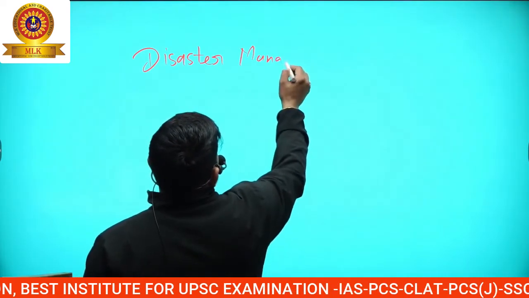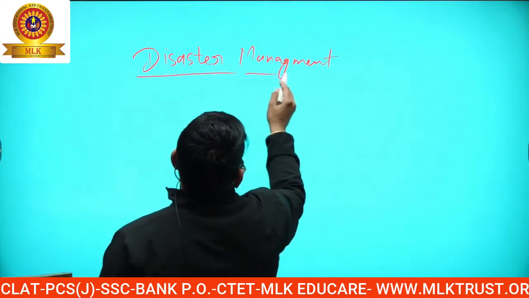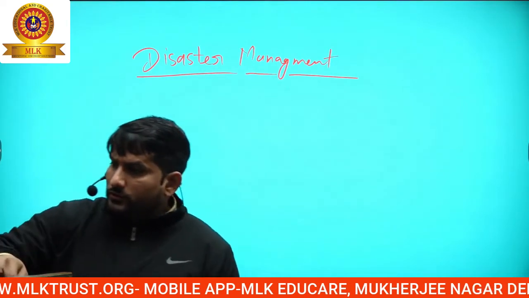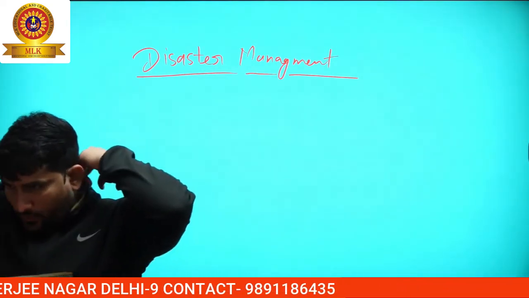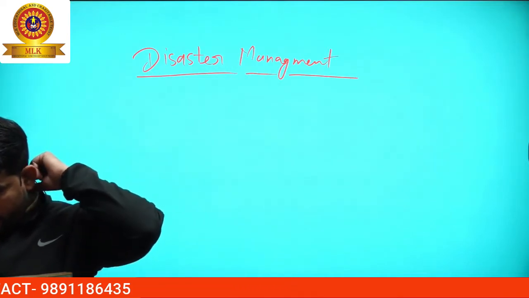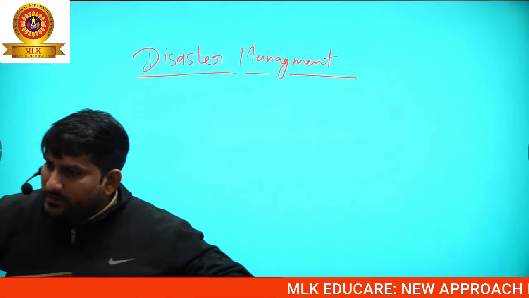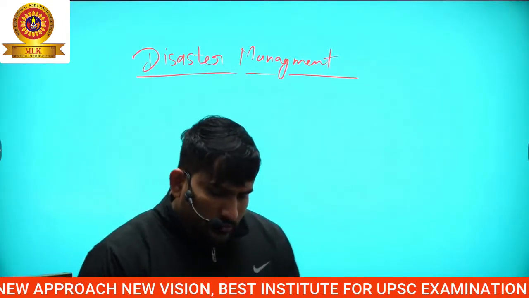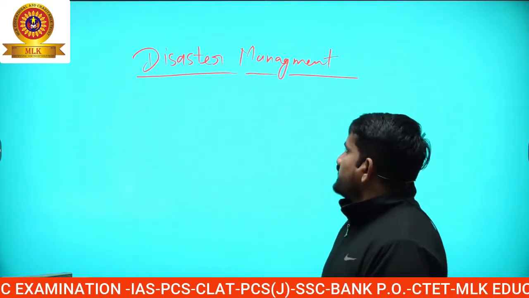Disaster management. Okay. So the soft autonomous robot in the form of snake robots can be used to trace people trapped in the debris of collapsed buildings during an earthquake. How are robots useful in disaster management?